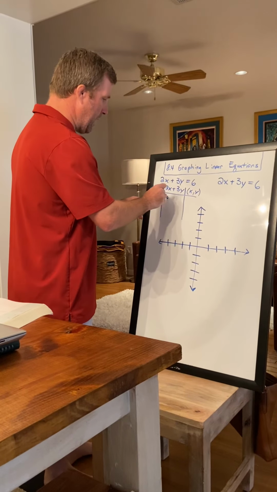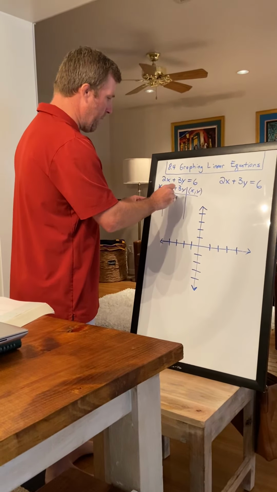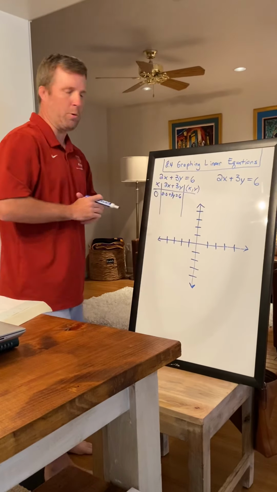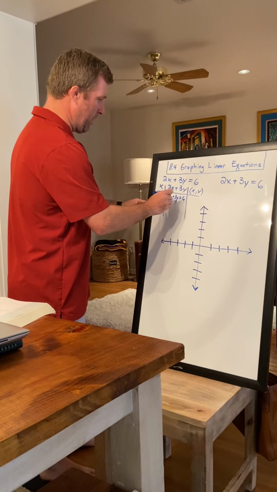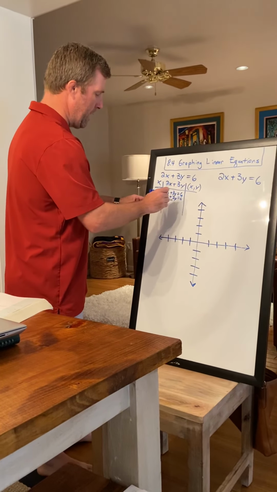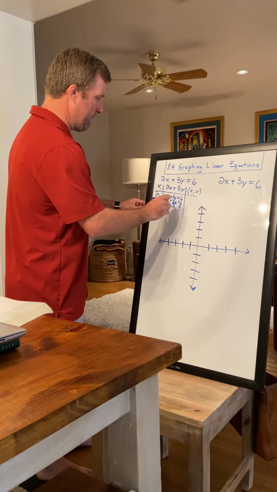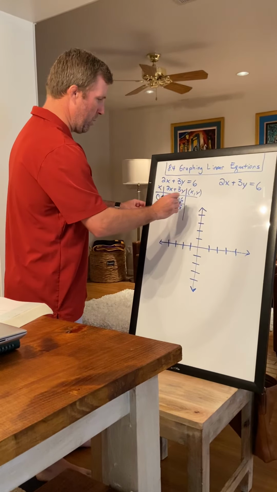2 times 0 plus 3y equals 6. 2 times 0 is 0. 0 plus 3y equals 6. Divide each side by 3. Y is 2.